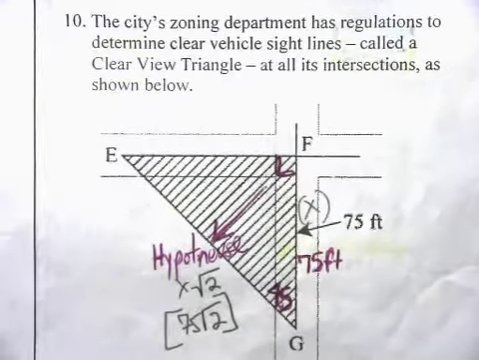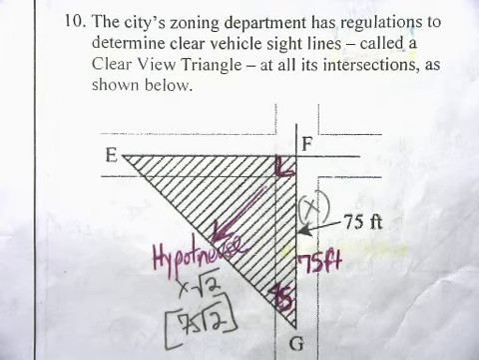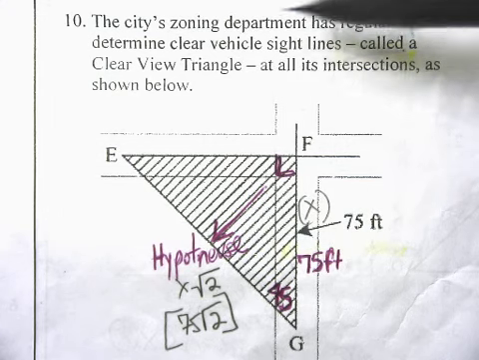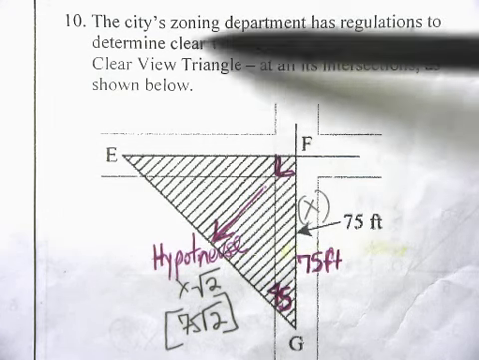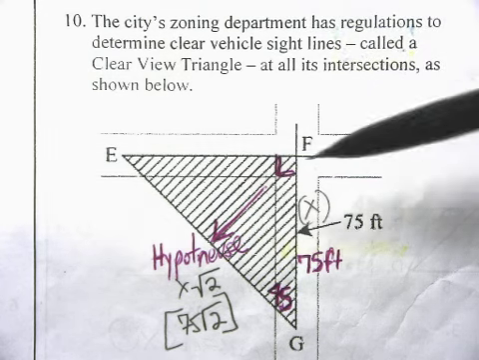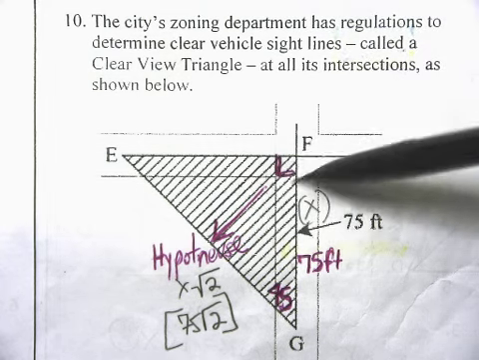Question number 10 was a nice scenario question, right? But really, it wasn't even a trig question. It was really a special right triangle question, because they tell me that the city zoning department is trying to figure out sight lines called a clear view triangle. Its intersections are shown below.